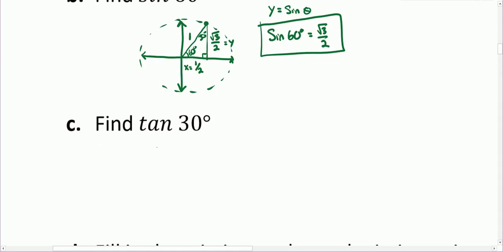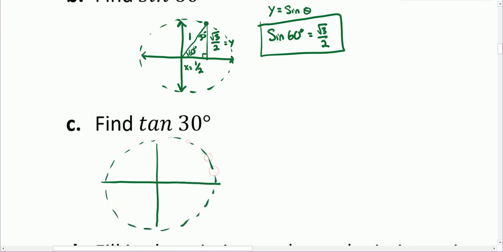The tangent of 30. Got your unit circle, 30-degree angle, right triangle, so it's a 30, 60, 90. Side length opposite is our y value, which is 1/2 in this case. Radius is 1. Side opposite 60 is our x value at root 3 over 2.